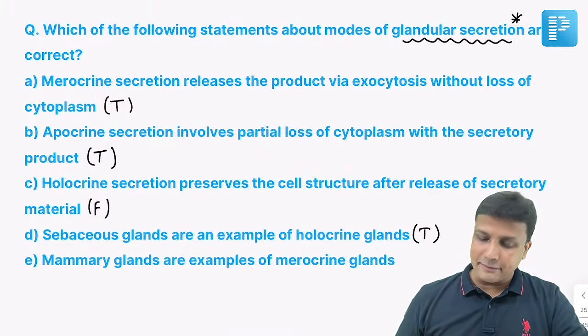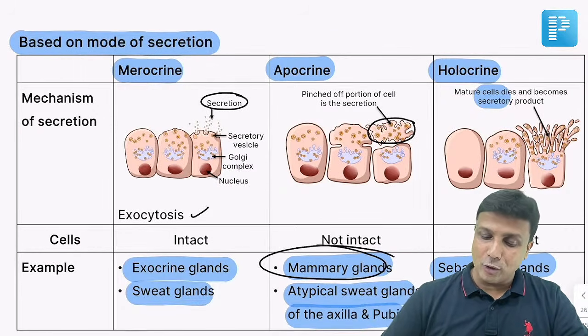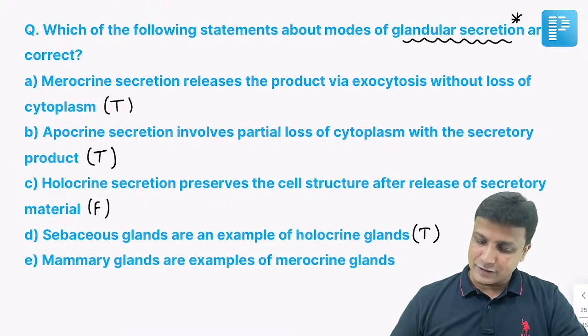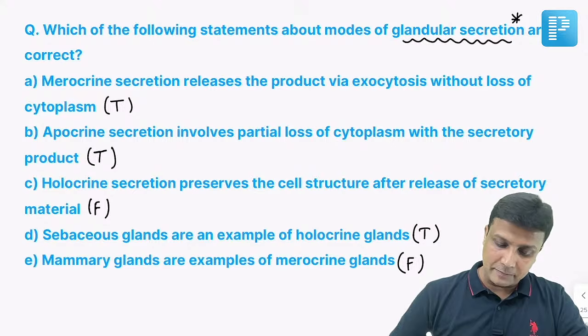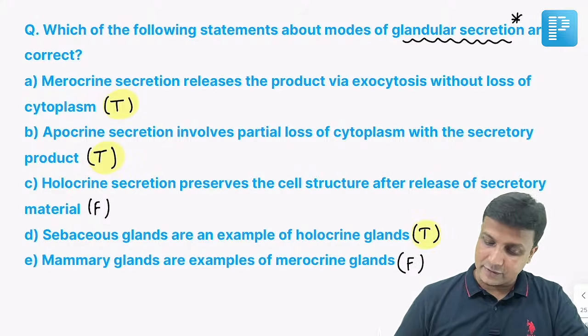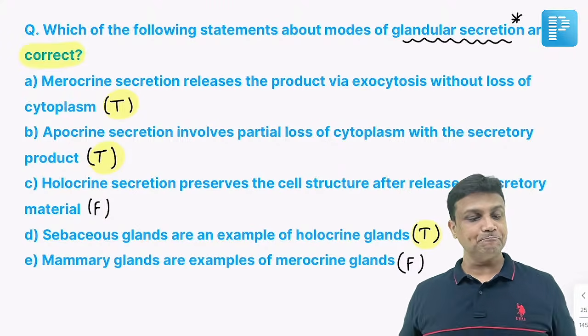Mammary glands are the example of merocrine. No. Mammary gland is actually an example of apocrine gland, sir. So therefore, this is actually a false statement. So out of all the given statements, option A, option B, and option D, these three will be the true statements. Yes, of course, they're asking for the correct statement in the exam.